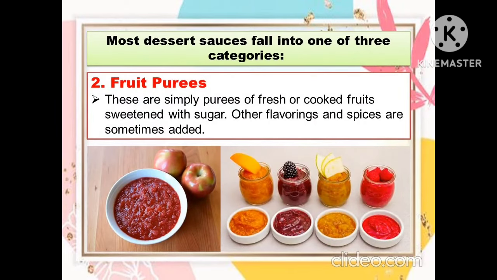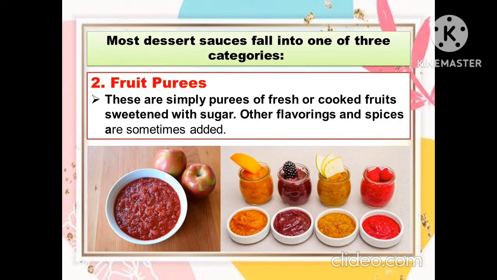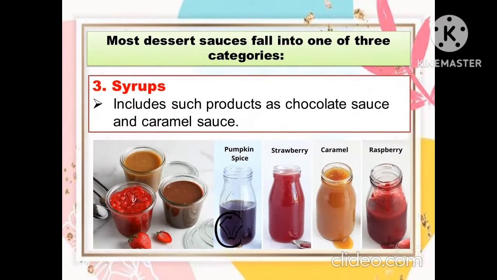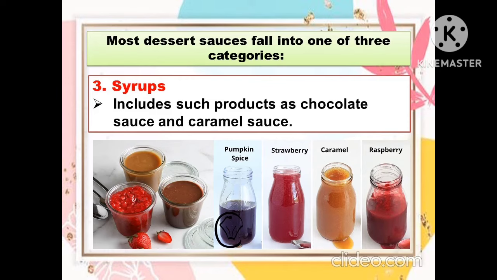Another category of dessert sauces is fruit purees. These are simply purees of fresh or cooked fruits sweetened with sugar. Other flavorings and spices are sometimes added. Another category of dessert sauces is syrups. This includes such products as chocolate sauce and caramel sauce.